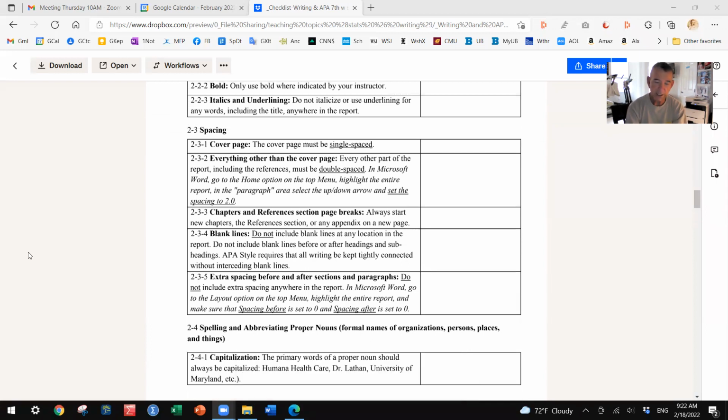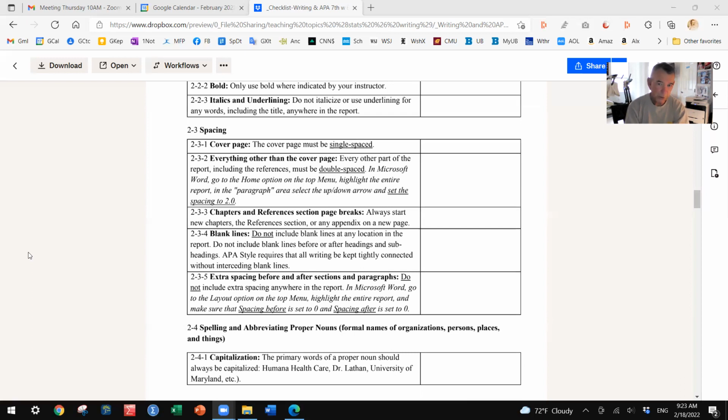Spacing on the cover page, it's the only page of the entire report that's single spaced. Every other page, including references, it is double spaced. And when I say double spaced, I don't mean 1.2 or 1.5, I mean 2.0 in Microsoft or whatever word processor you're using. So everything else other than the cover page is double spaced. Only the cover page itself is single spaced. Chapters, references, reference pages all should start on a new page. Never start a chapter title in the middle of a previous page.